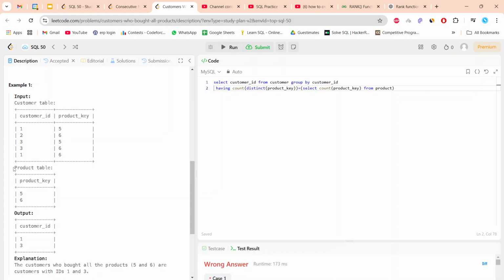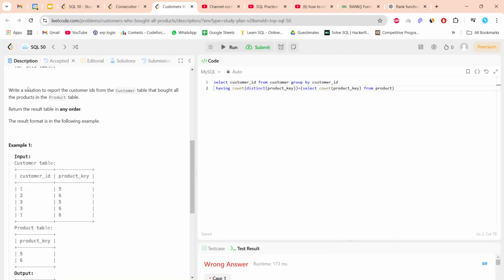We see in the product table we have one column, the product key, with values 5 and 6, which means we have two products, 5 and 6. Let us see the customer table now. In the customer table, customer 1 bought 5 and again customer 1 bought 6 also. Similarly, customer 2 bought only 6 and customer 3 bought both the products 5 and 6.